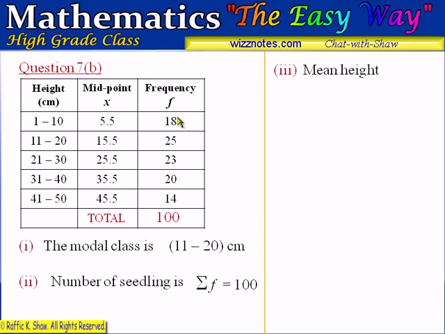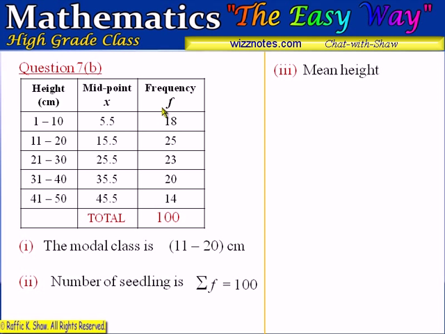So we're assuming that there are 18 seedlings, each with a height of 5.5 centimeters in the first group. There are 25 seedlings, each with height 15.5 centimeters. There are 23 seedlings, each with height 25.5 centimeters. There are 20 seedlings of 35.5 centimeters, and 14 seedlings, each of height 45.5 centimeters. That's how we estimate the height. And then what we want is the sum of all those heights divided by the number of seedlings.